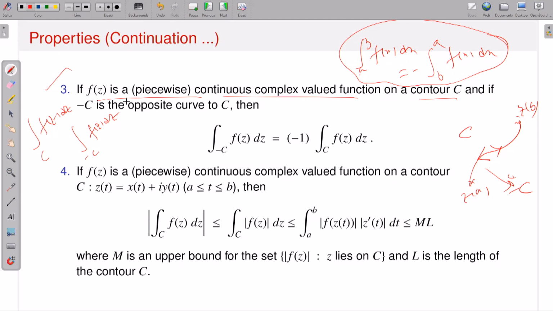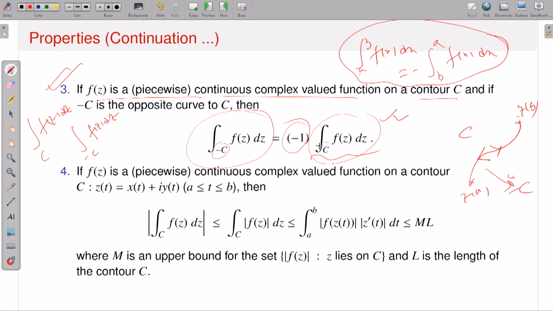The answer is yes. Like the integral from a to b of f(x) dx is the same as minus the integral from b to a. Similarly here, the integral over minus C of f(z) dz is the same as minus 1 times the integral over C of f(z) dz. Same property, as in the case of Riemann integration, is also true for contour integrals. So the integral over the opposite of the curve is minus 1 times the integral over the contour C. That is one property, and this kind of formula you can easily prove, because you know the parameterization.